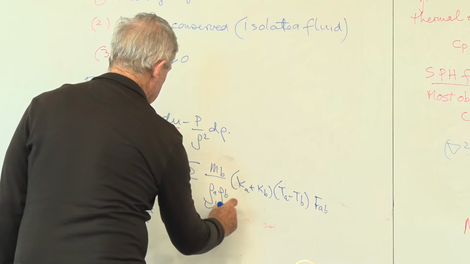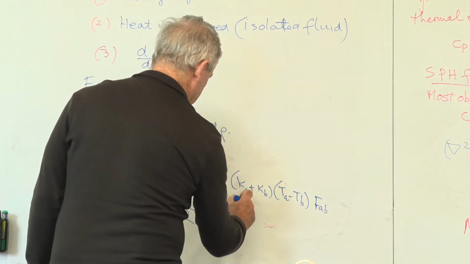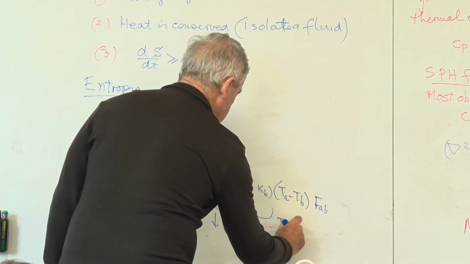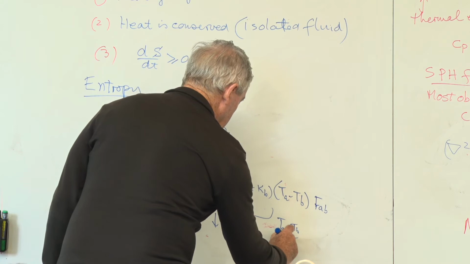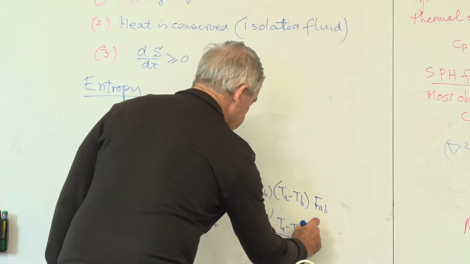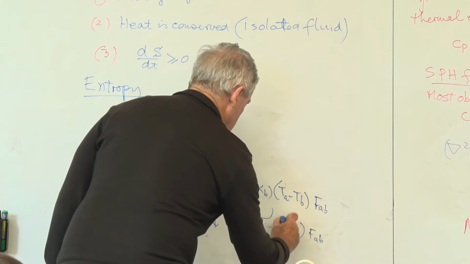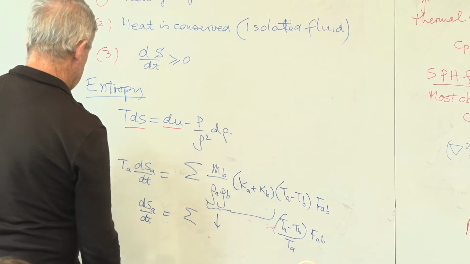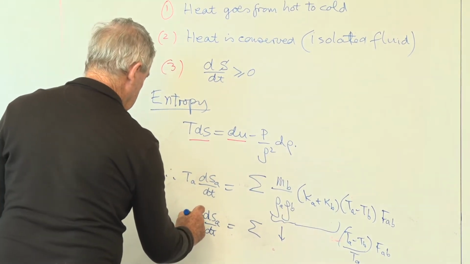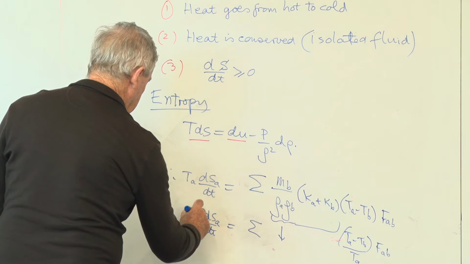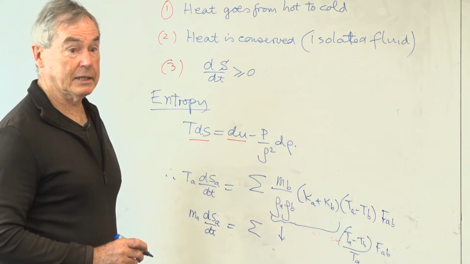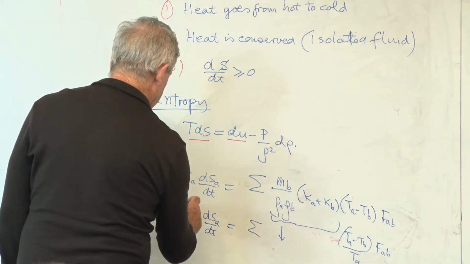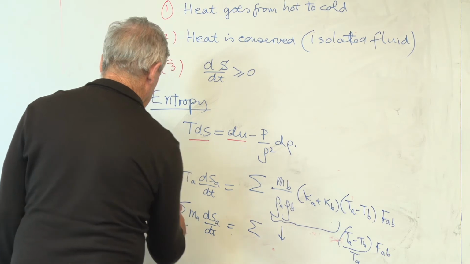Naturally, I'm not going to put this down again. I'll put all these down. And then I have TA minus TB over TA, FAB. Now that's all allowed. Now, I'm going to multiply it by MA, because that's actually entropy per unit mass, not per unit volume. Then I'm going to sum over all these guys.